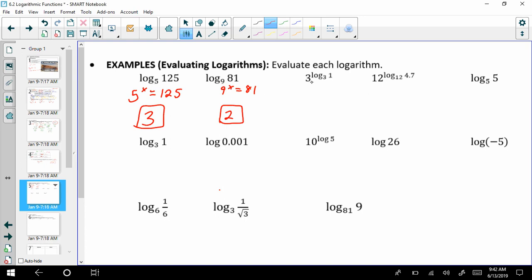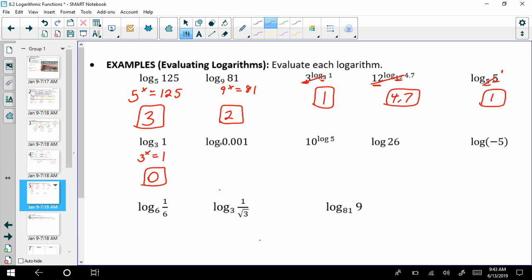Next one, notice how the bases match. If the bases match, they cancel out, I'm left with 1. Next one, the bases match. They cancel out, I'm left with 4.7. Next one, the bases match, they cancel out, and technically the exponent was 1, so I'm left with 1. Next one, this is asking 3 to what power is 1? Well, it's 0. Anything to the 0 power is 1.